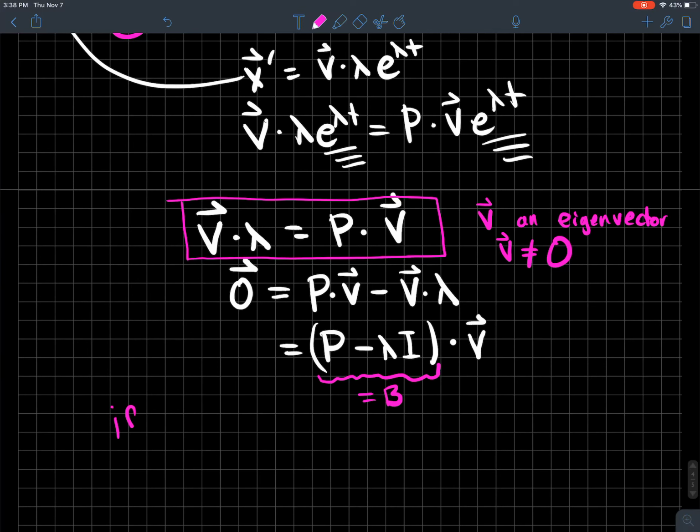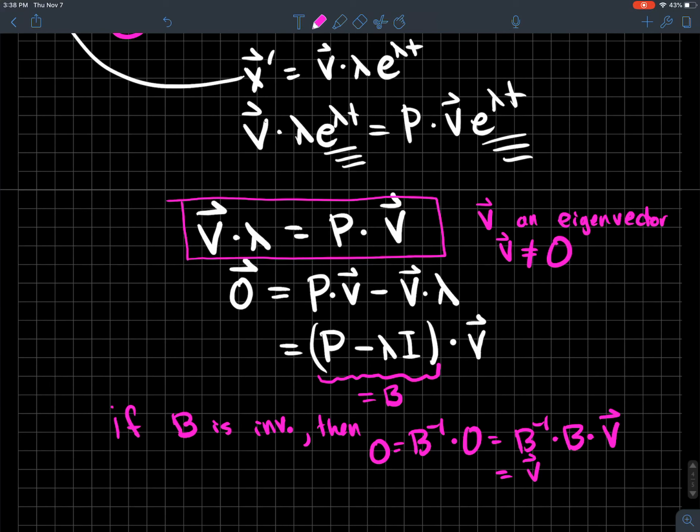If B is invertible, then what we could do to both sides is multiply by B inverse. If we do that, we get B inverse times 0, which is equal to B inverse times B times V. This reduces to V on the right, and on the left we get 0. This creates a problem. Remember, we don't want this. So we want solutions such that this is not invertible.